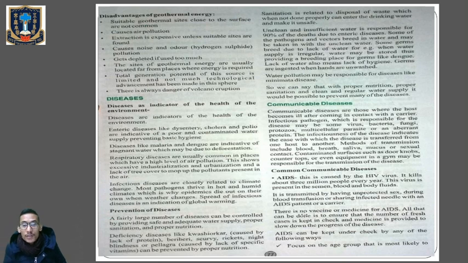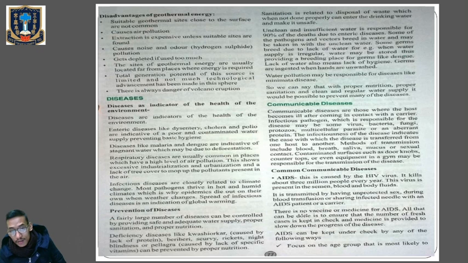Unclean, insufficient water is responsible for 90% of the deaths due to indirect diseases, and some of the pathogens and vectors breeding in water may be taken in with the unclean water, so diseases will begin to occur in healthy individuals. Why? Because we are taking water which is contaminated by germs and pathogens, and then we will suffer from different types of diseases.